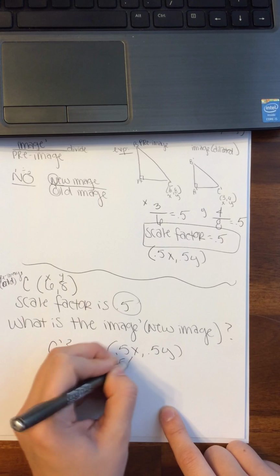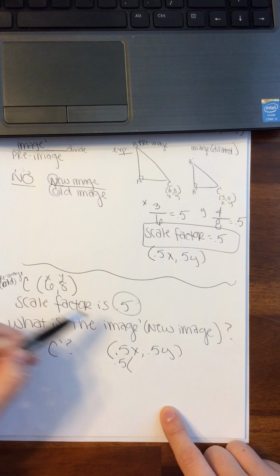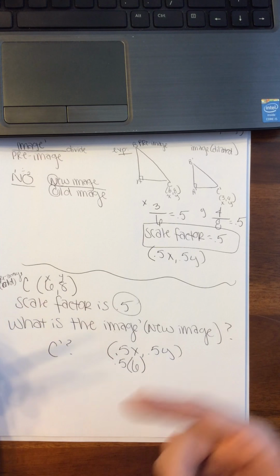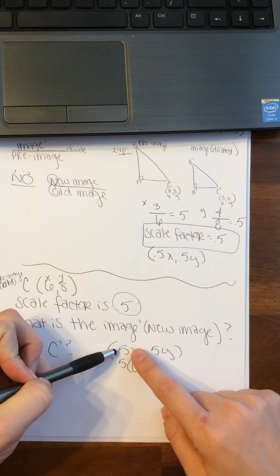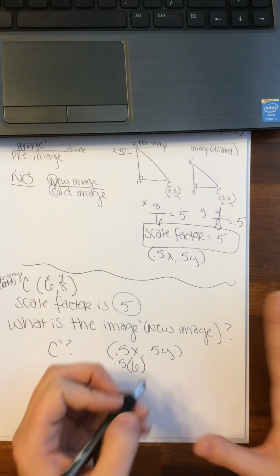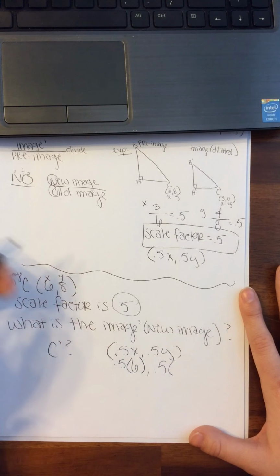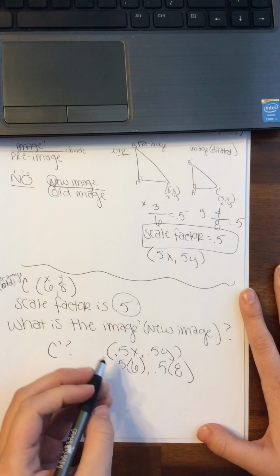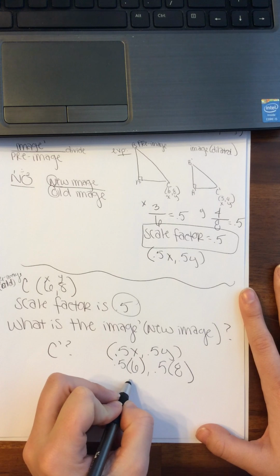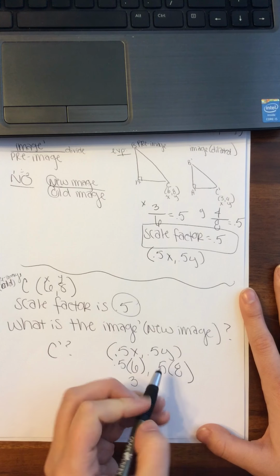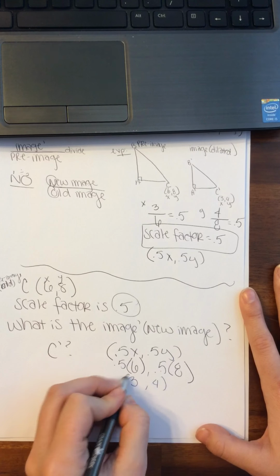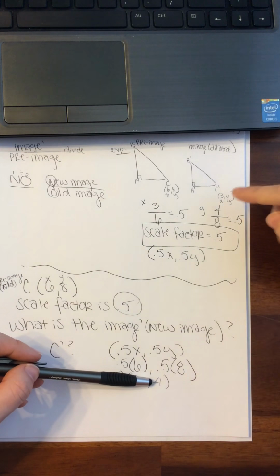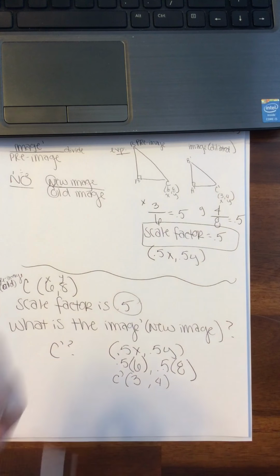So it would be 0.5. My x is 6. I'm going to put it in parentheses because remember we use parentheses for multiplication. And we discovered that this was multiplication when we started the unit. So 0.5, my y is 8. So 0.5 times 6, that's 3. 0.5 times 8, that's 4. So my C prime is (3, 4). And that's what we had up here. So it just works backwards.